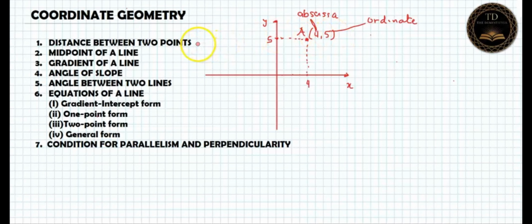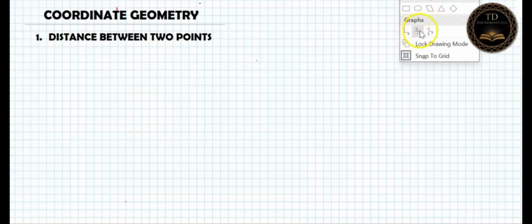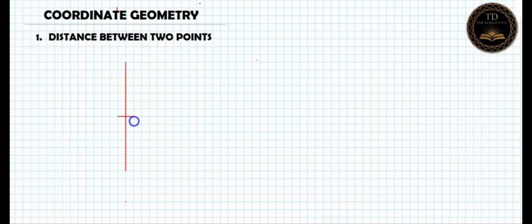Now, the first concept we're going to look at is the distance between 2 points. So let's get to it. To get the distance between 2 points, you would need a formula, or say an equation, and I'll try to derive that formula right now. So let's derive the formula that would help us calculate the distance between 2 points on a Cartesian plane.